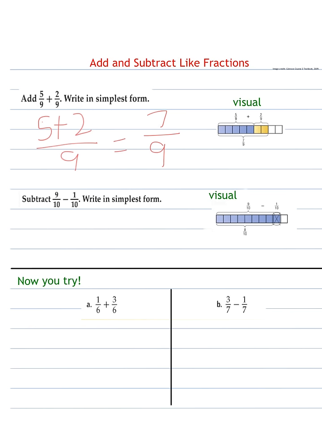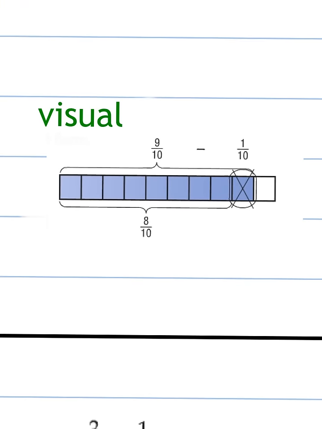Now with subtraction, 9/10 minus 1/10, written in simplest form, take the numerators, subtract them. Denominator stays the same. 9 minus 1 is 8/10. Now we have to simplify. I can divide both of these by 2, which would be 4/5. Divide by 2, and so our final answer is 4/5. Again, we have a visual here. If we are starting with the full 9/10 and we're taking one of them away, then we have 8 of them left.